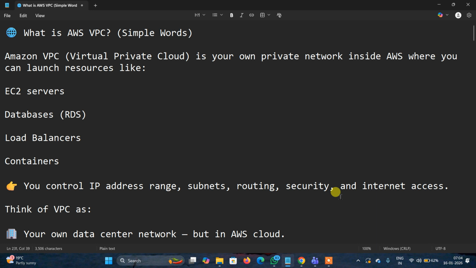Here, what does network mean? A network is nothing but the interconnection of several devices to communicate with each other and share data. To make a network, we need a network switch. All the devices are connected to the network switch.